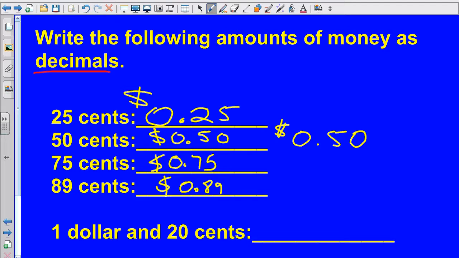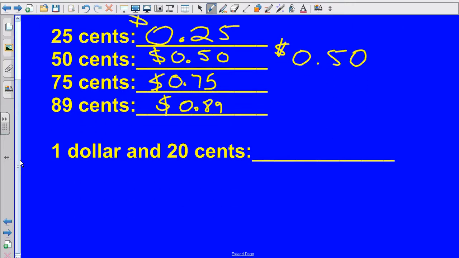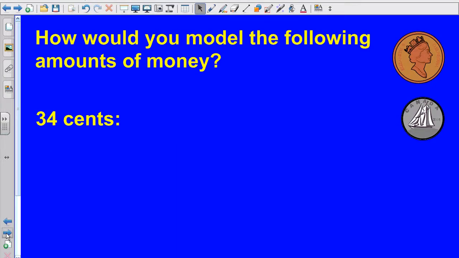Okay, now comes Haley's turn. What if I had $1.20? How would I write that one down, Haley? Simple. The dollar sign. Then 1, dot, or decimal, or point, 20. $1.20.